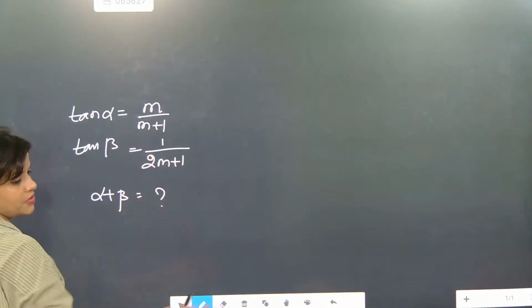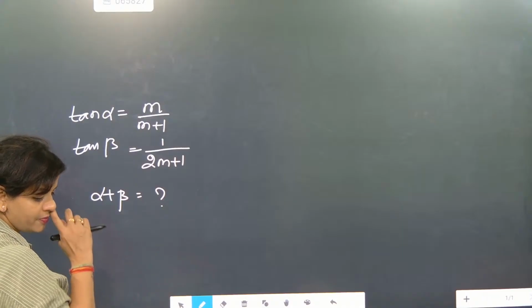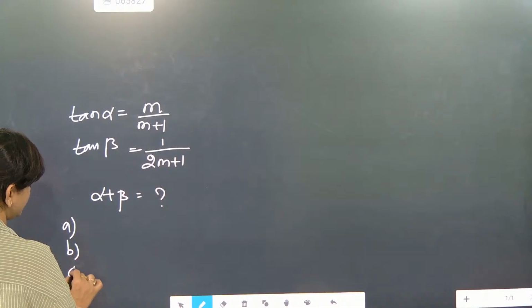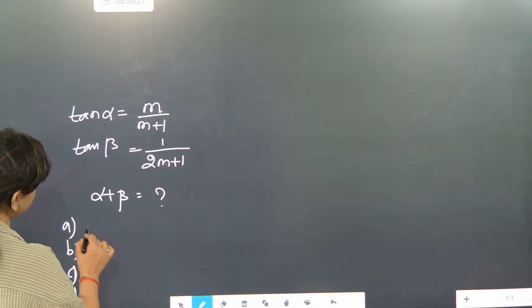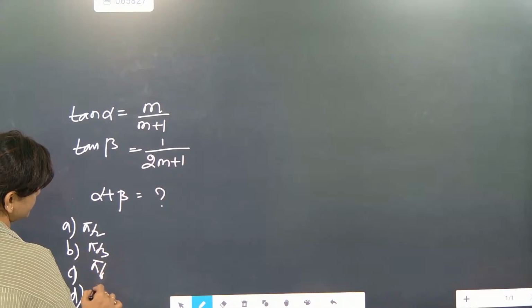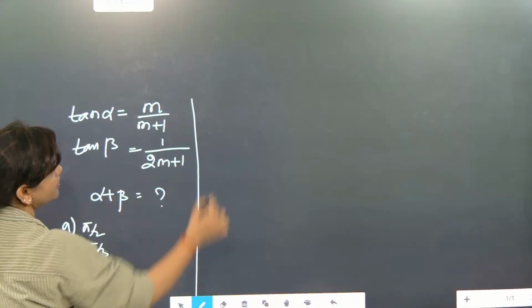Just now we solved one pattern question, na? They have given the options A, B, C and D. Your options are pi by 2, pi by 3, pi by 6 and pi by 4. So what is the expected answer? Again we will do the same thing.